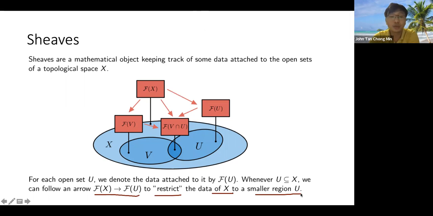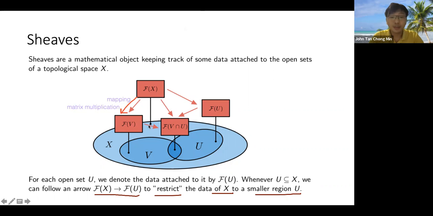I want you all to just probably forget about this definition. You can just treat this Fx to Fv as a mapping. A mapping is just maybe a matrix multiplication. Mathematically, this is the definition of the restriction of data, but actually what it does is mapping.